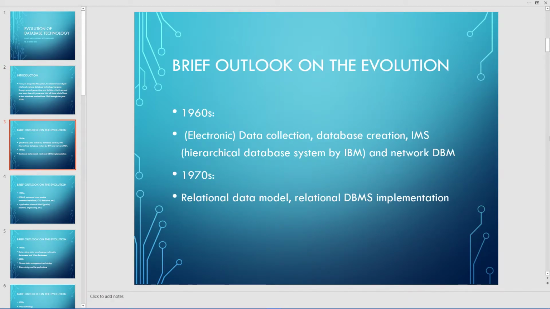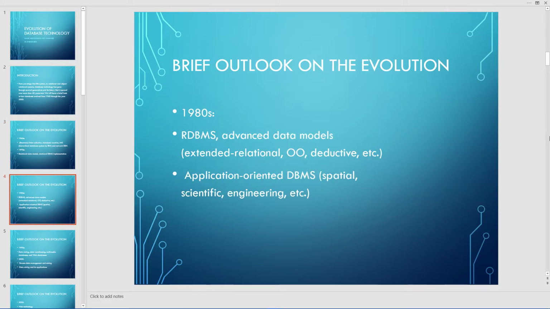A brief outlook on the evolution. I will first outline a brief summary of each decade before going into the details. In the 1960s, electronic data collection, database creation, and information management systems, including the hierarchical database system by IBM and the network database management system. The 1970s had relational data models and relational database management system implementation. In the 1980s, relational database management systems were used, as well as advanced data models. These advanced data models included extended relational models, object-oriented models, deductive models, etc. Application-oriented database management systems were also used in the 1980s, such as spatial, scientific, and engineering.